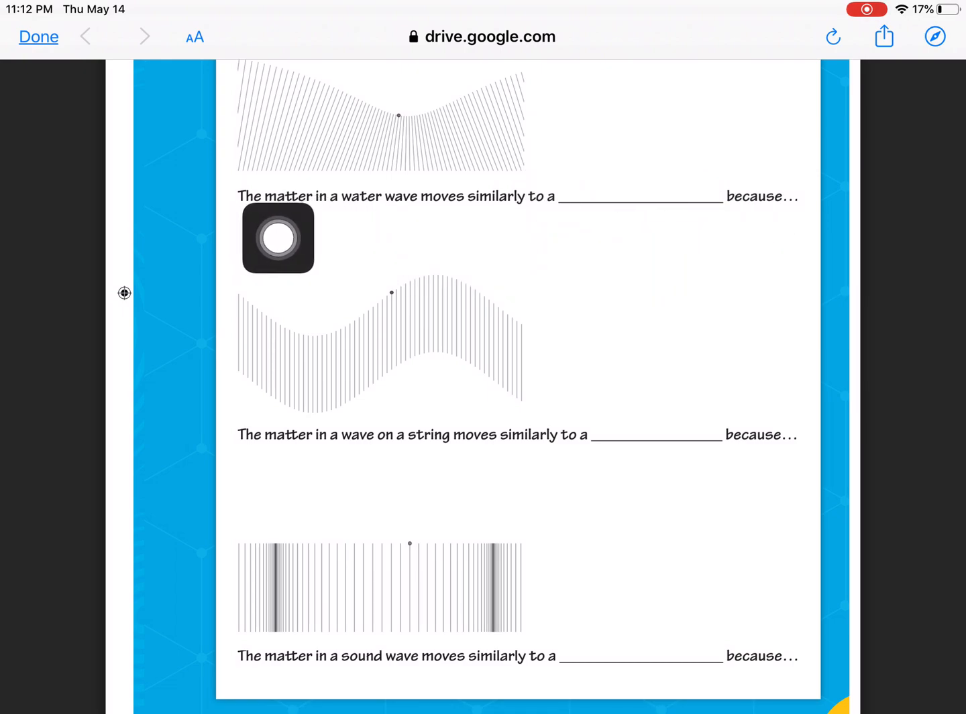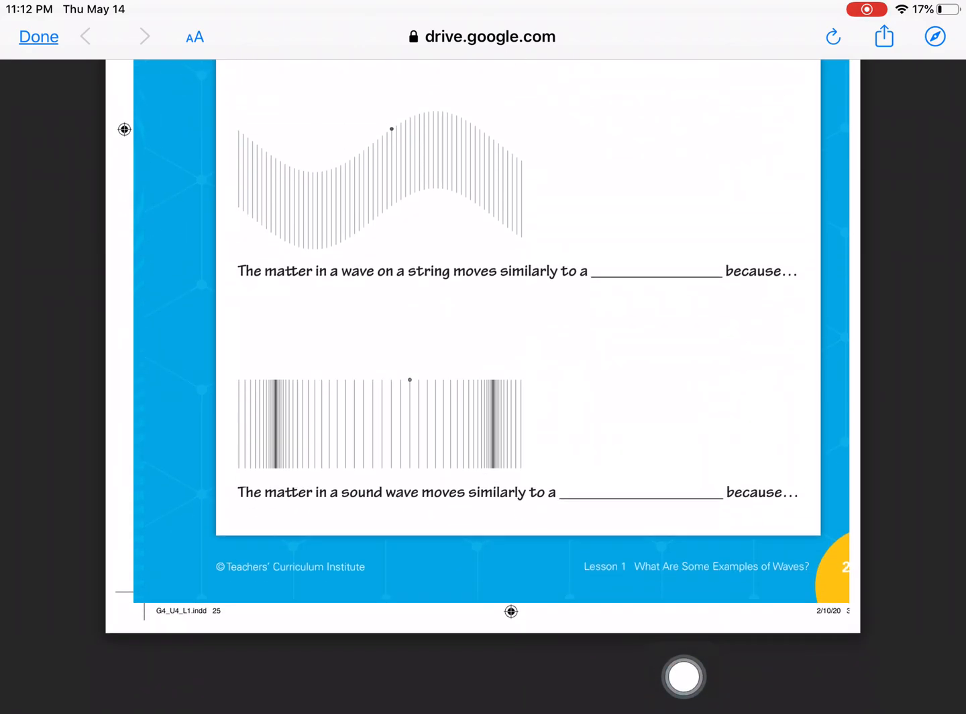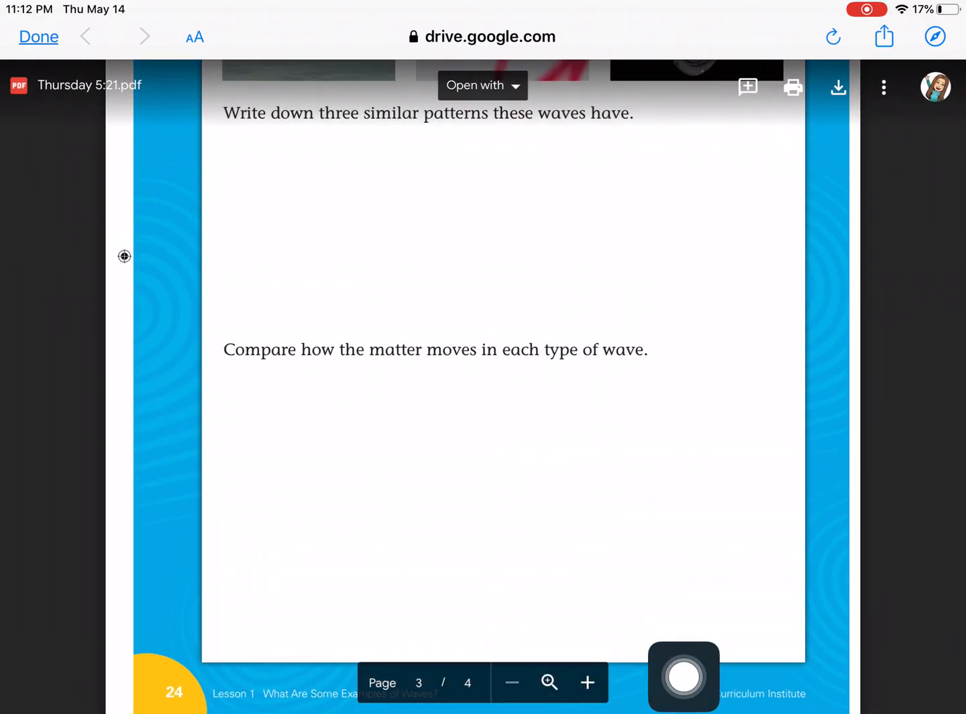So if you remember, the matter in a water wave moves in a circle pattern. What else moves in a circular pattern? And then why are they the same? How does matter move on a string? What else moves that way? And why are they the same? How does matter move on a sound wave? What else moves that way? And why are they the same? If you have any questions, please ask your teacher.